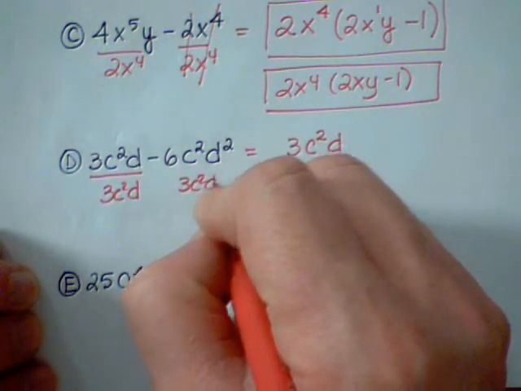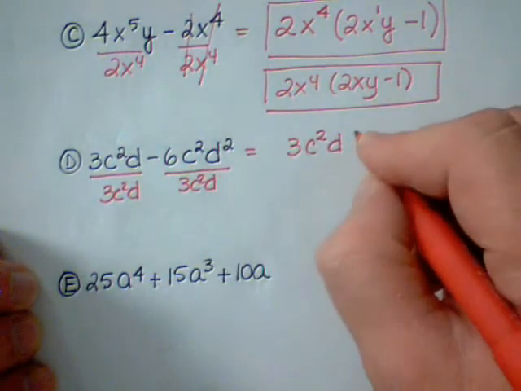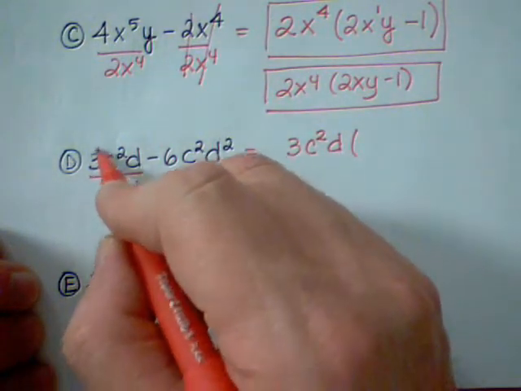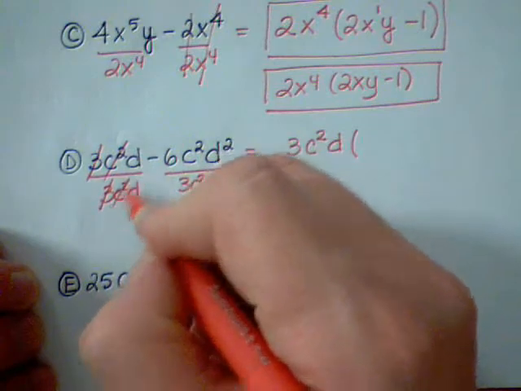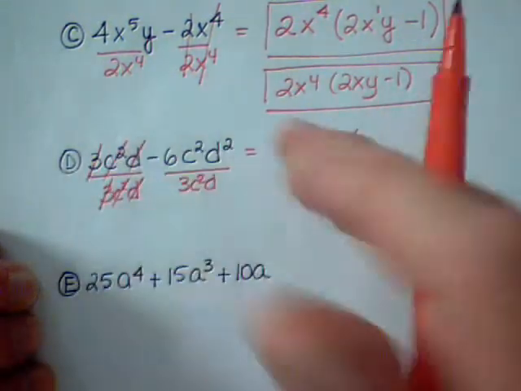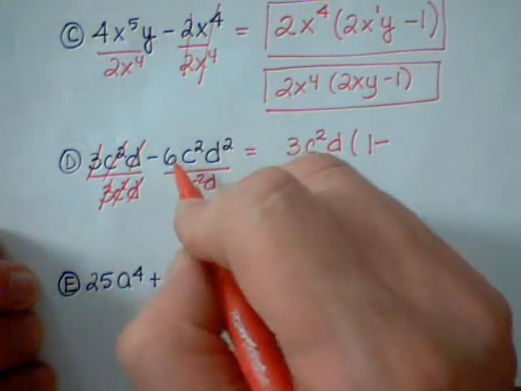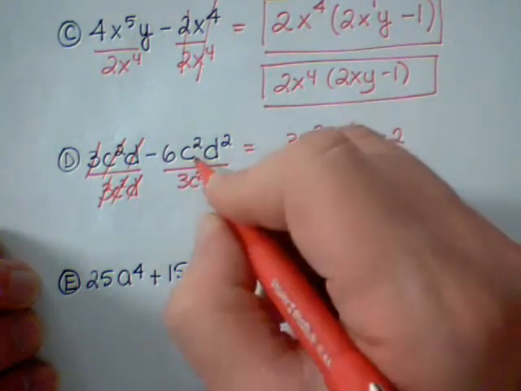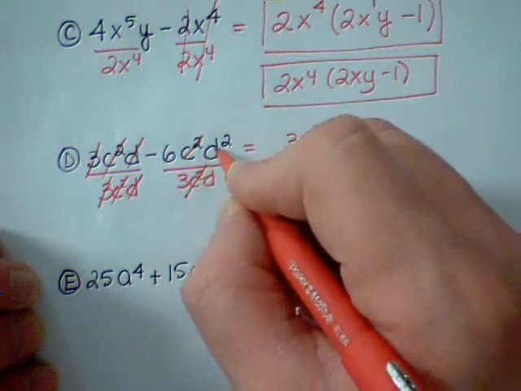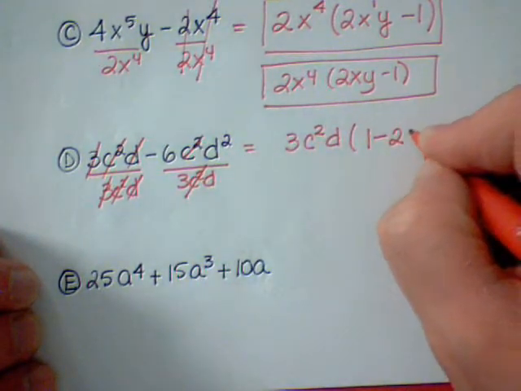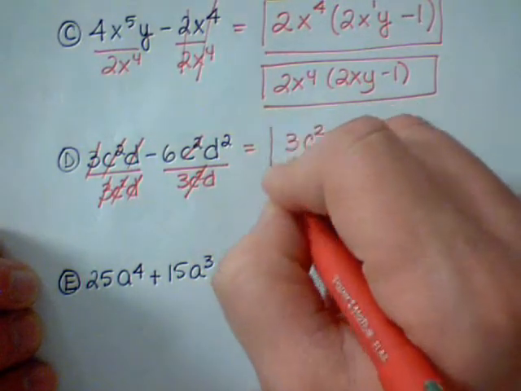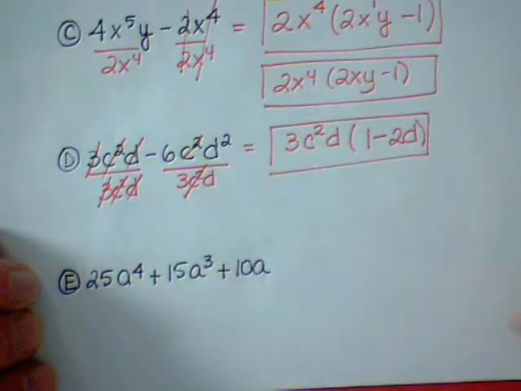So we write these numbers over here, and now we're ready to proceed. The 3 cancels, the c squared cancels, the d cancels. When everybody cancels, that means you write a 1, and 6 divided by 3 is a 2. The c squared cancels, d squared divided by d is d. And that's your answer.